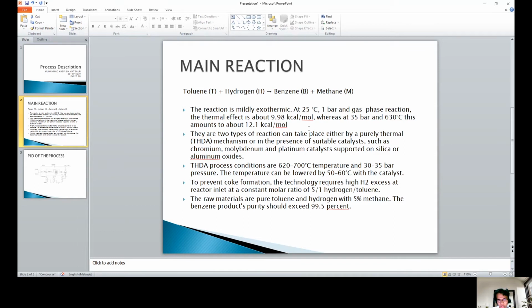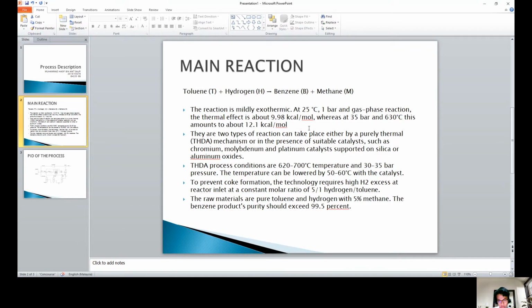So in the THDA process, the temperature is about 620 to 700 degrees Celsius, and the pressure is about 30 to 35 bar. However, the temperature can be lowered by 50 to 60 degrees Celsius with the presence of catalyst. To prevent coke formation, the technology requires high hydrogen gas at the reactor inlet at a constant molar ratio of hydrogen 5 over 1 toluene.